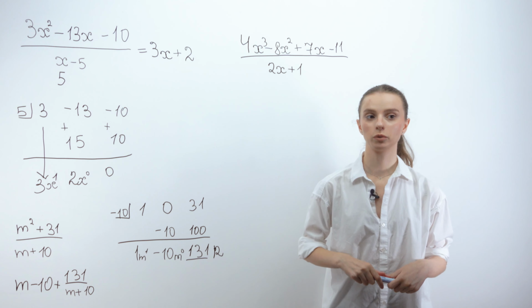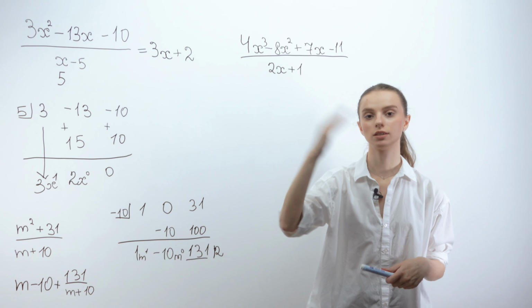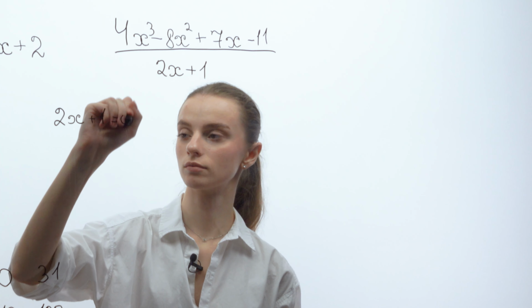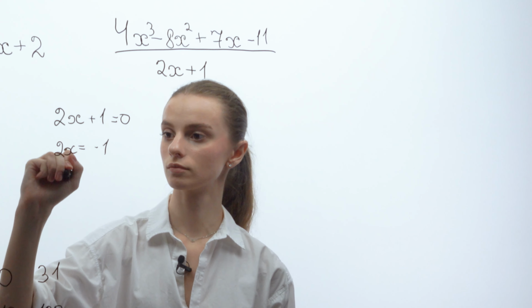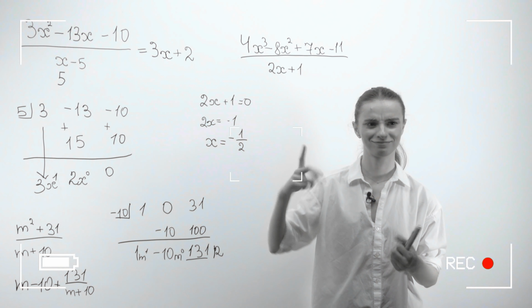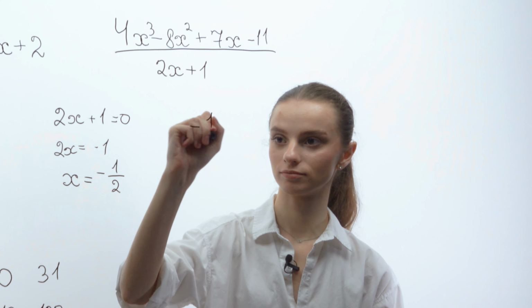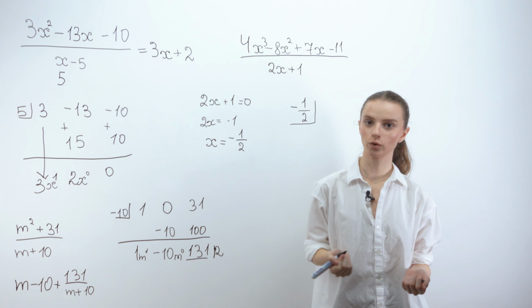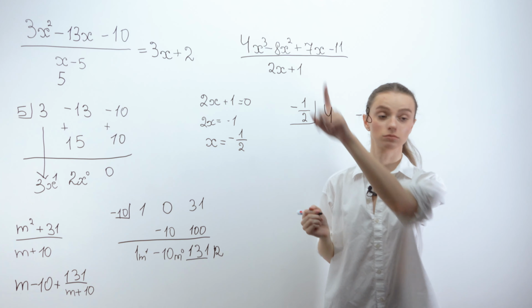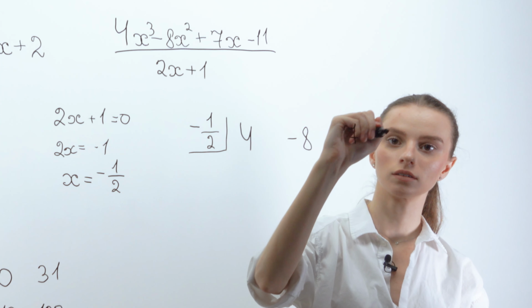Okay, what number will make denominator 0? Let's set it equal to 0 and find that out. So x is equal to -1/2. So in our little corner, we're going to have -1/2. What are our coefficients? We have 4, we have -8. Oh, then we have 7, and we have -11.